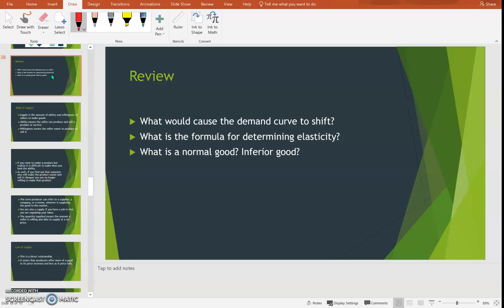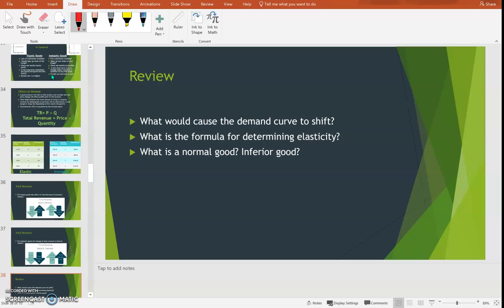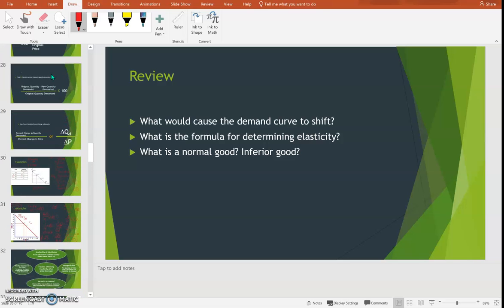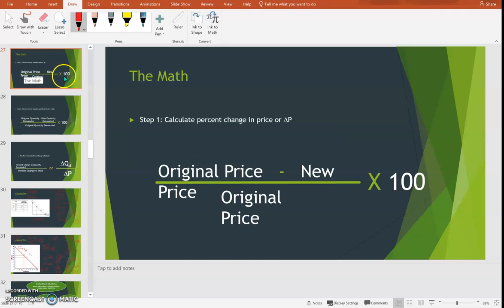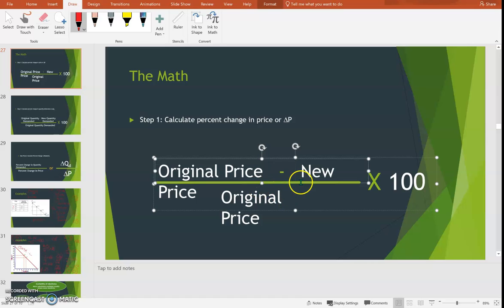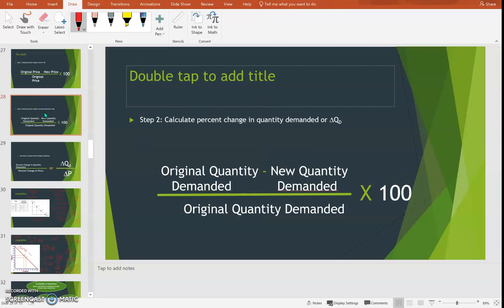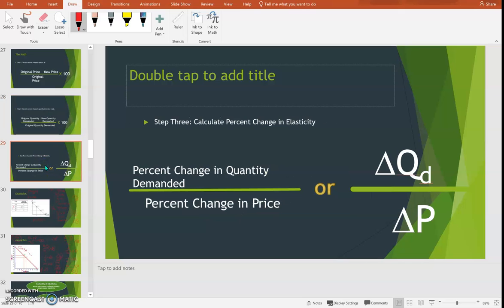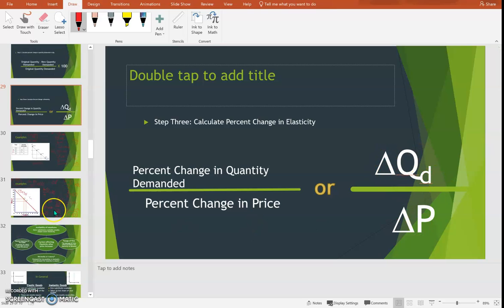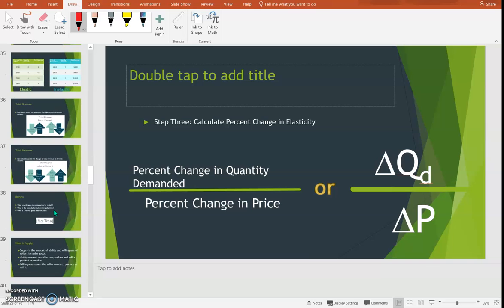What is the formula for determining elasticity? So that is this 3-step process that I talked about. The original price minus the new price over the original times 100. Look, I fixed it. Okay, and then we take the original quantity demanded minus the new quantity demanded over the original times 100. Then finally, we take those two answers, put them together, have delta QD over delta P. Okay, that's our formula, which is on your homework.